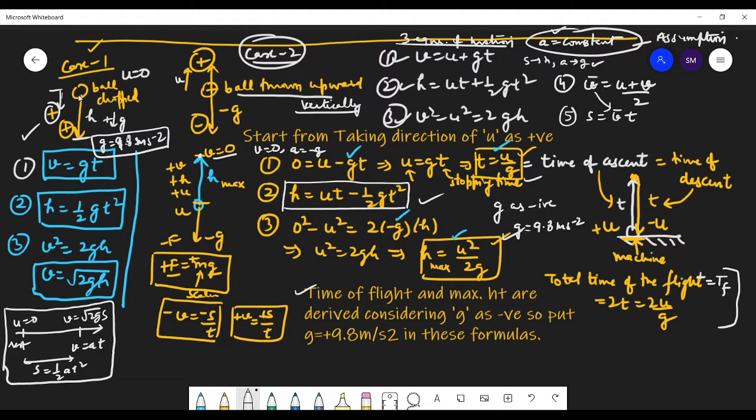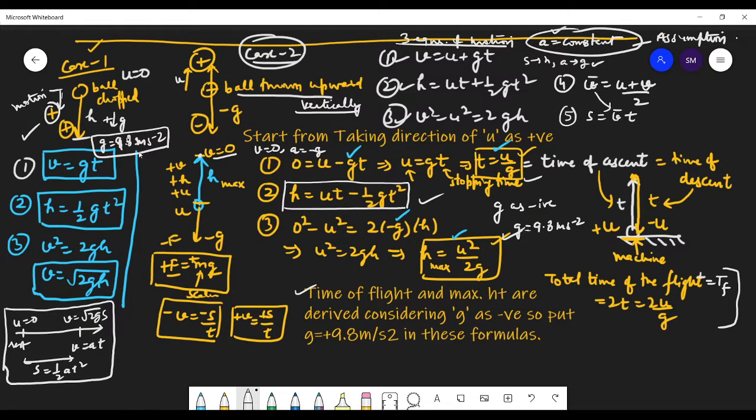Now suppose a ball is dropped. So the direction of motion is downward. I am taking this direction as the positive direction. Now look at your vectors. Acceleration is downward, and downward direction is positive, so it will be positive. Your final velocity is also downward, positive.